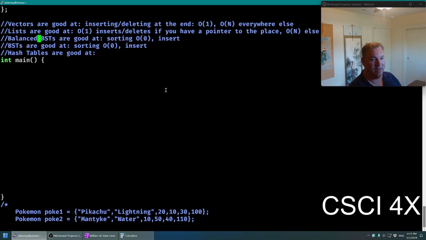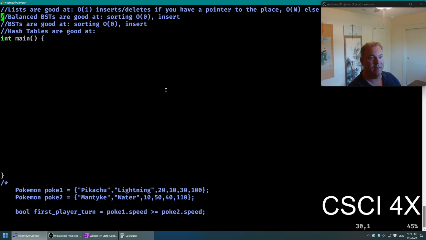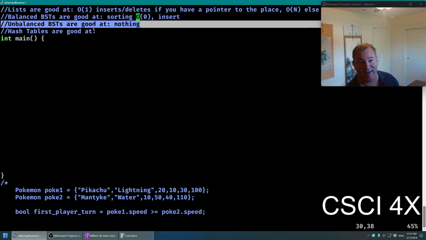Let's say balanced BSTs, right? Because unbalanced BSTs are bad. They're just bad at everything, right? So unbalanced BSTs are horrible. They're like linked lists that don't have a tail pointer, right? Because if you insert 1, 2, 3, 4, 5, 6, 7, 8, 9, 10 into an unbalanced BST, you just have now created a singly linked list with extra steps with no tail pointer.